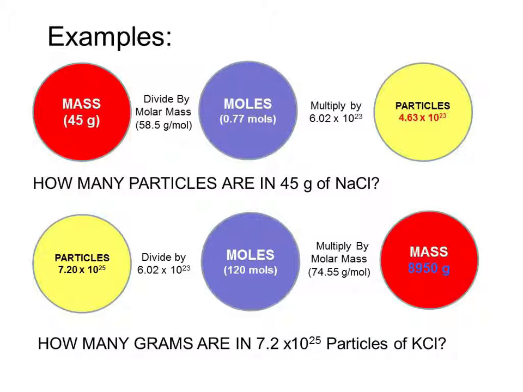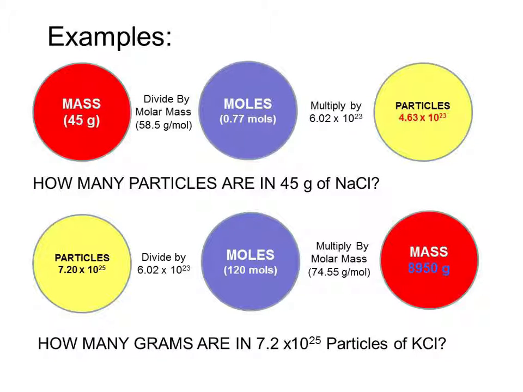Okay, so let's see how this works now that we've got all 3 things here. We have mass, moles, and particles. And we've only done the mass and moles ones before, so now let's give you a couple examples of how we go from mass to particles and particles back to mass.